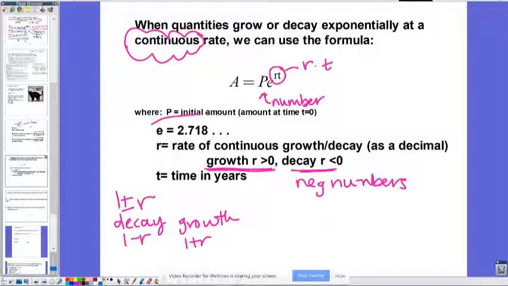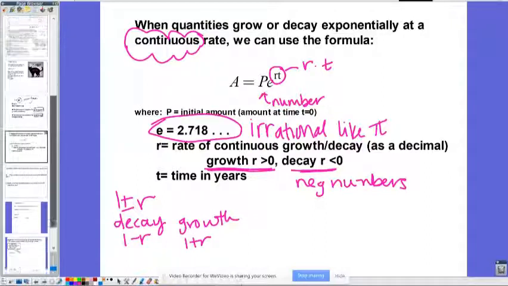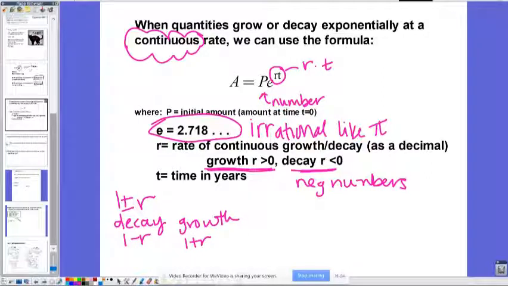And then e, find it on your calculator now. e is this number 2.718. It's an irrational number, so it goes on forever and ever. You can't write it as a fraction. It's kind of like pi. So we all know pi is 3.14. Well, e is the symbol for this other number, 2.718. So find that button on your calculator. e is a number.